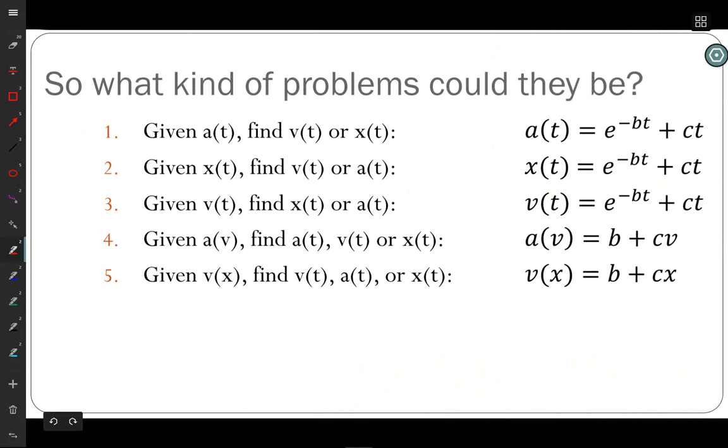Okay, Nathan chose 1. We got 4 more options. What else can we do here? Choose one. Let's go with 3. Okay, so 3: given v, find x or a.